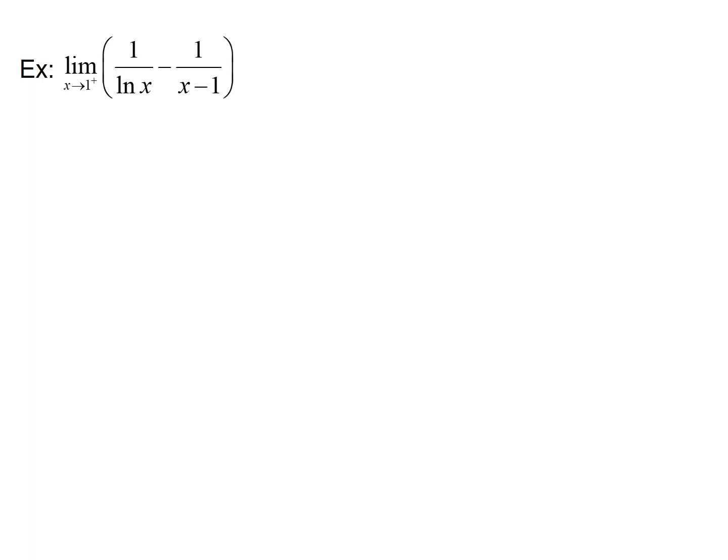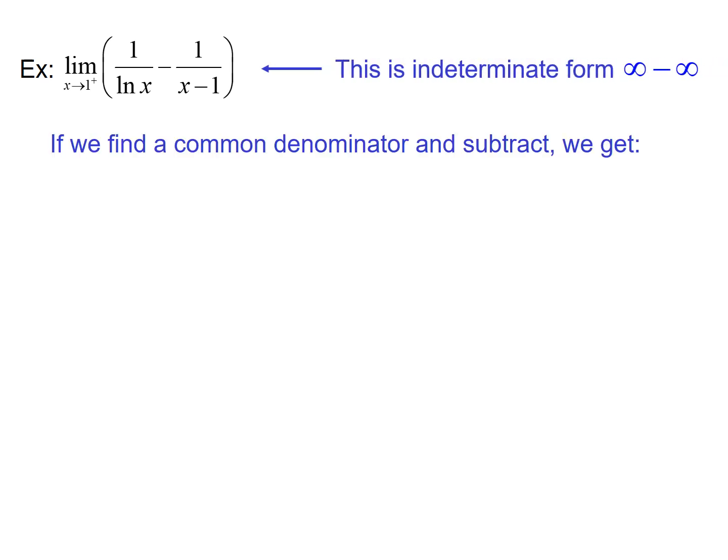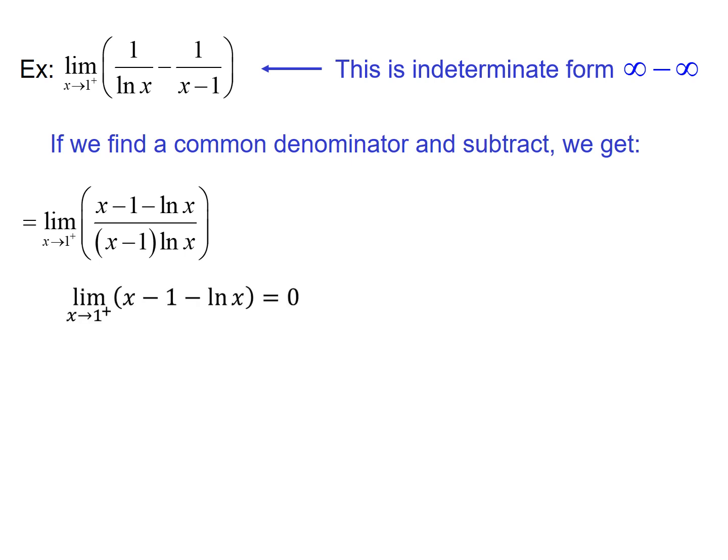Okay, now we have an expression here where we have 1 over natural log of x as x approaches 1 from the right-hand side. So that would be 1 over 0, which would be infinity, minus 1 over 0, which would be infinity. So we have infinity minus infinity. That's indeterminate. And we can turn this into a fraction by finding a common denominator. So if you multiply the left side by x minus 1 over x minus 1, and multiply the right side by natural log of x over natural log of x, we get the expression shown here.